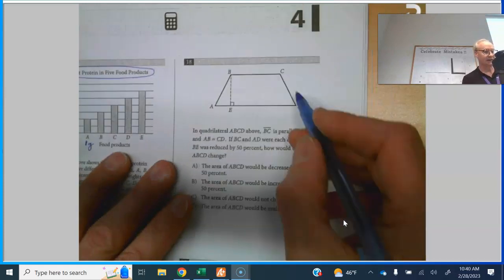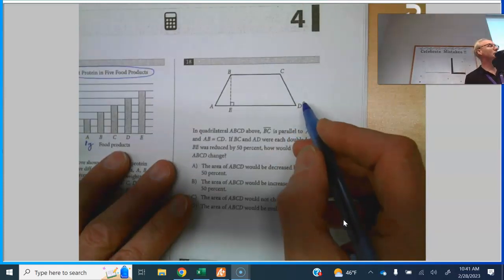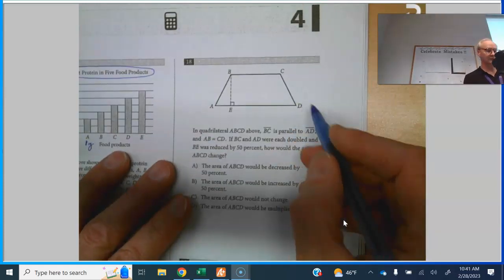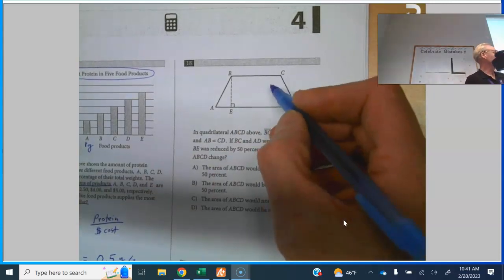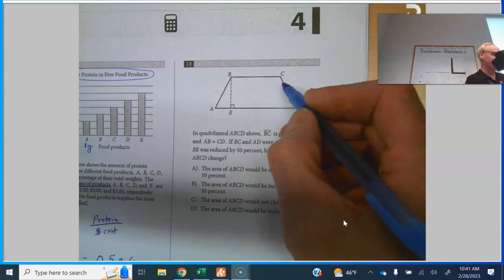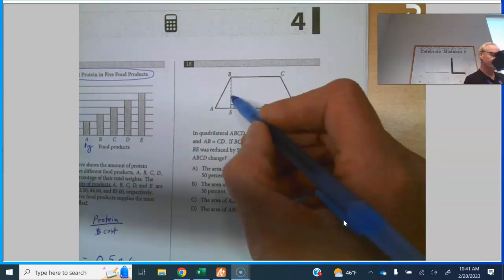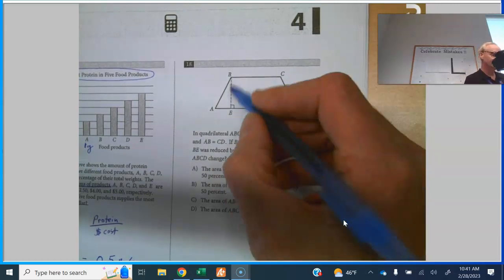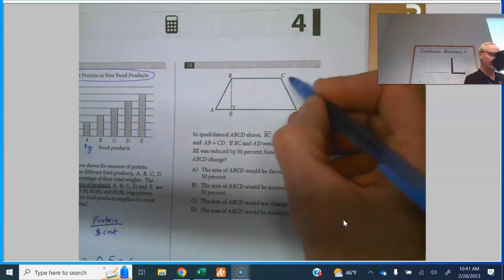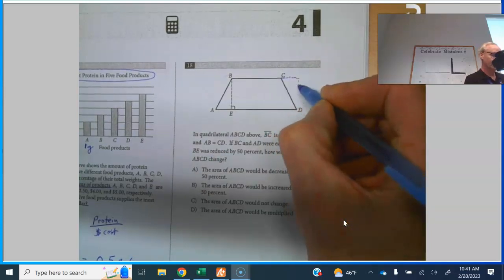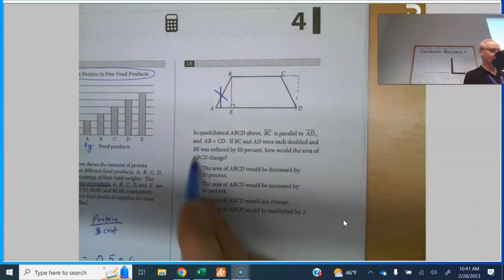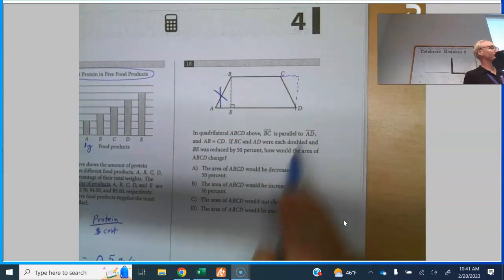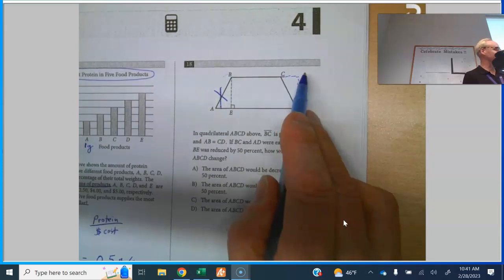All right, number 18. I gave you a shortcut that only works on isosceles trapezoids. There's another one that you can use for other kinds of trapezoids. But for this particular one, because it's isosceles, I can take this whole triangle and put it right here. And it's a rectangle now.